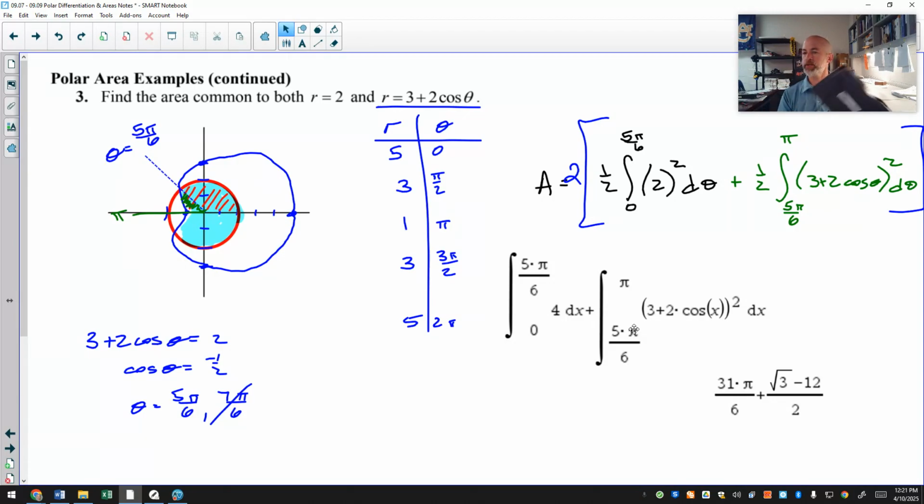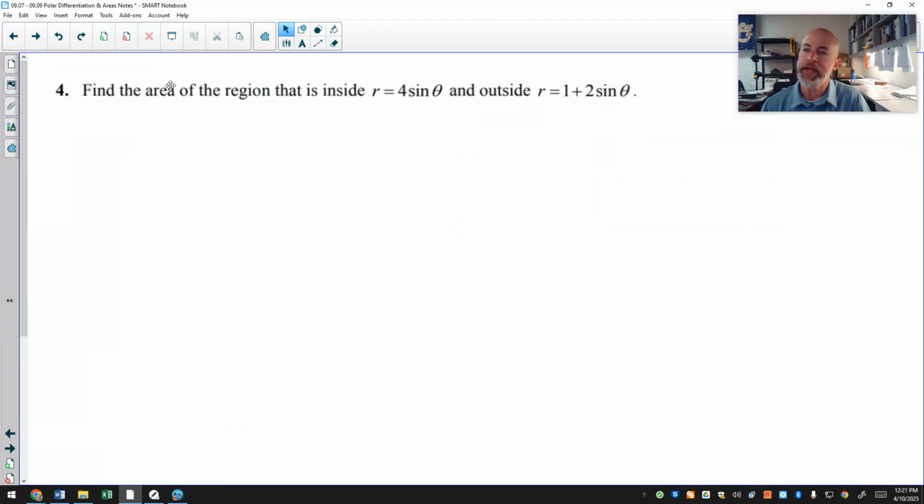It looks correct. I decided to distribute my 2 to get rid of the 1/2, and I went ahead and did 2 squared is 4 because I'm really smart that way. Let's see, onwards to the last one, number 4. The area that is inside r equals 4 sine theta and outside the other one.